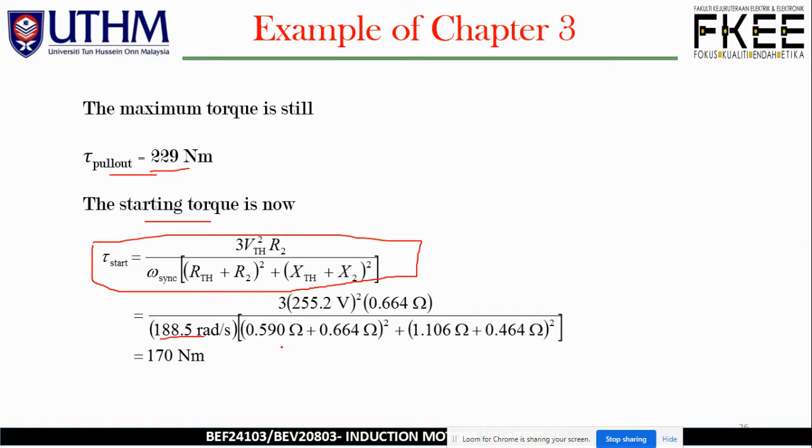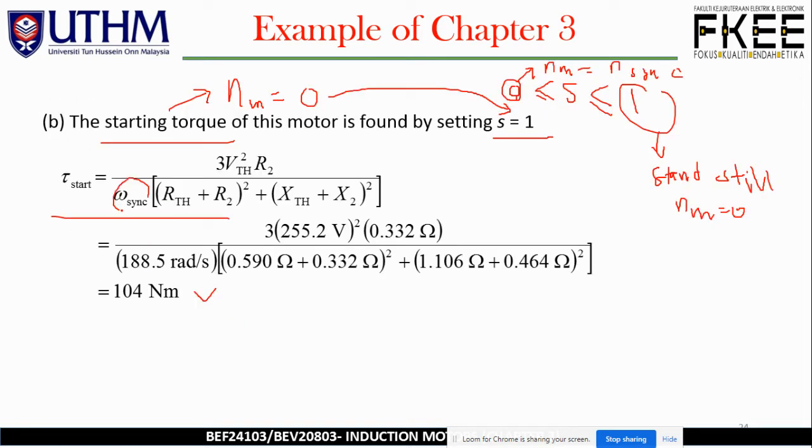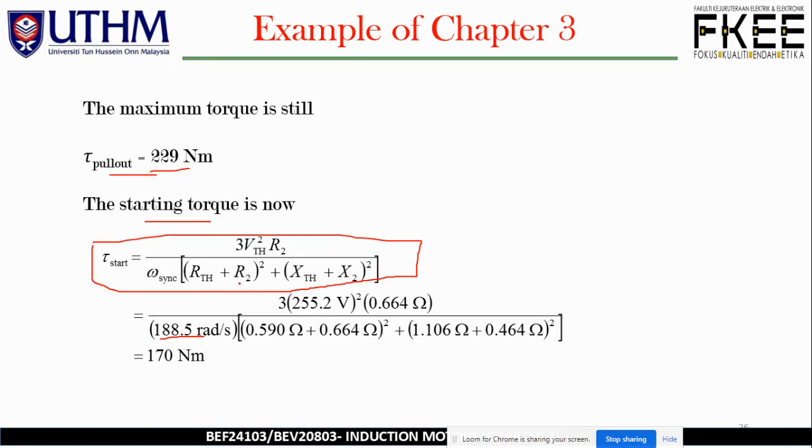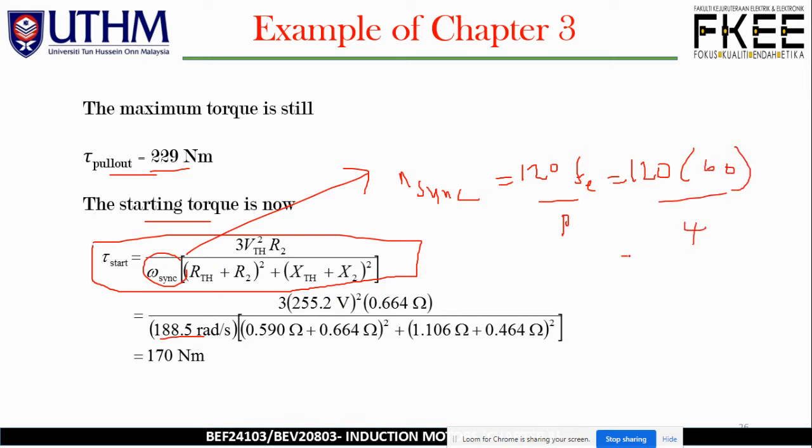Again, the omega sync over here is from the equation of Nsync equal to 120 fe over P, which, from the question earlier, is 60 Hz over 4 poles, giving Nsync equal to 1800 RPM. And once you convert to omega sync, just divide by 9.55.